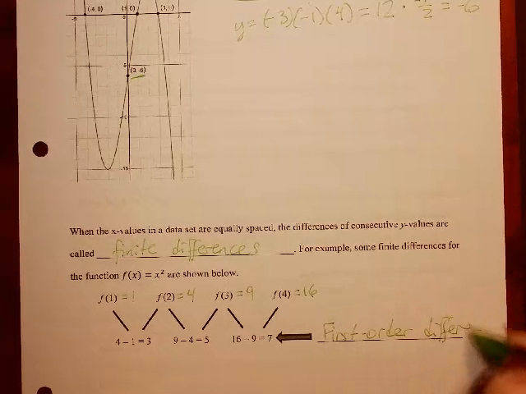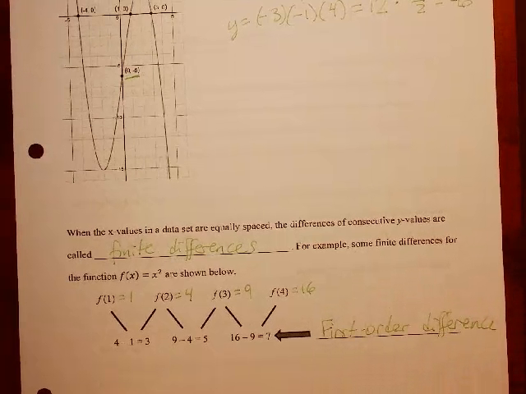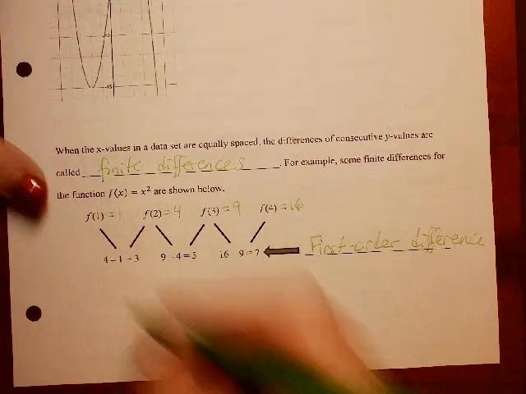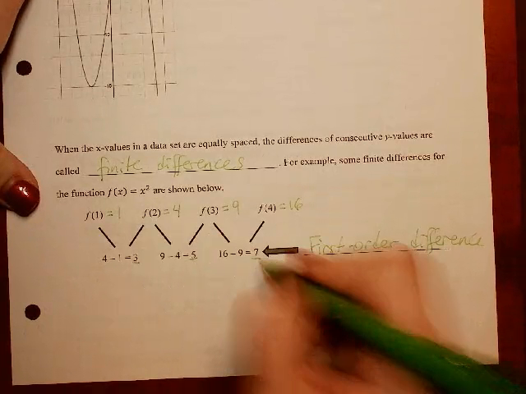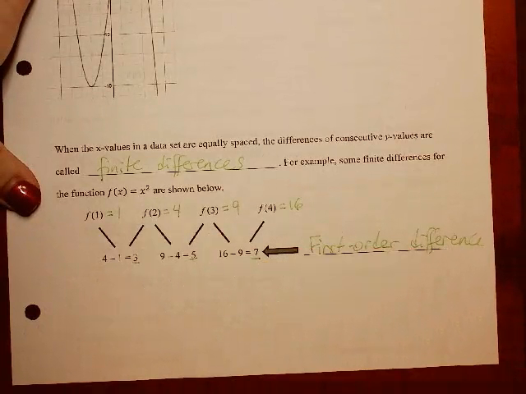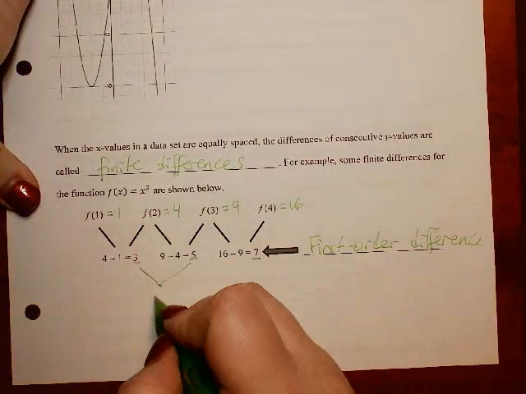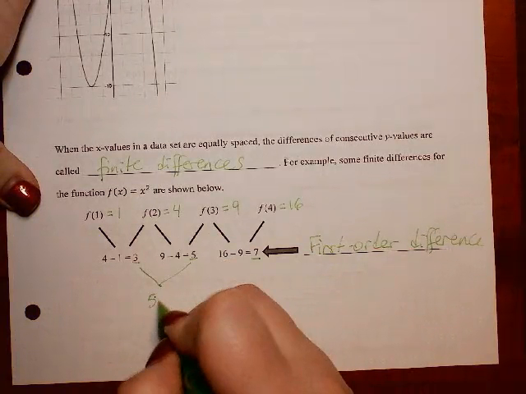Okay, now we want to get a constant value the whole time. So here we have 3, 5, and 7. We want to get the same number every time. So if we subtract these, we get 5 minus 3, which is 2. And if we subtract these, we get 7 minus 5, which is 2.